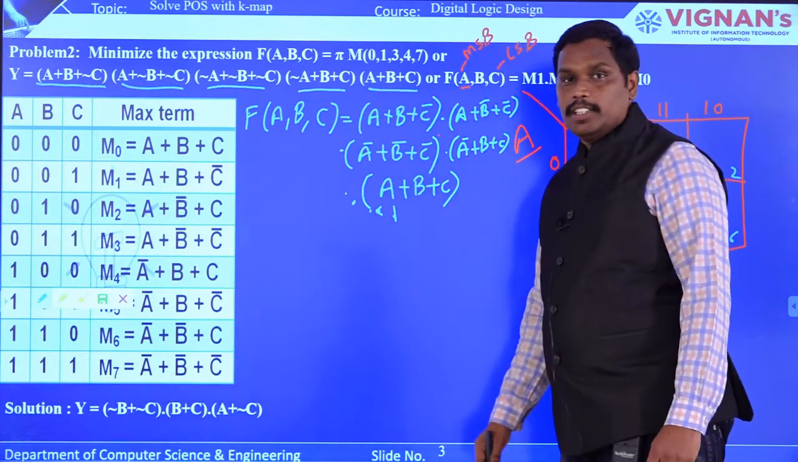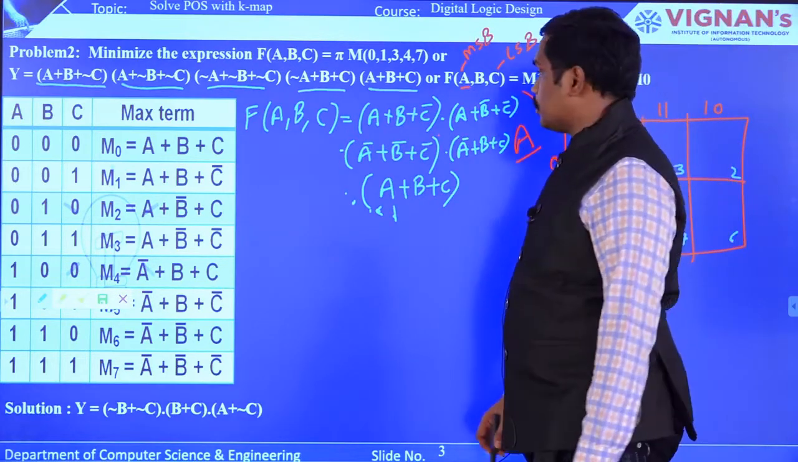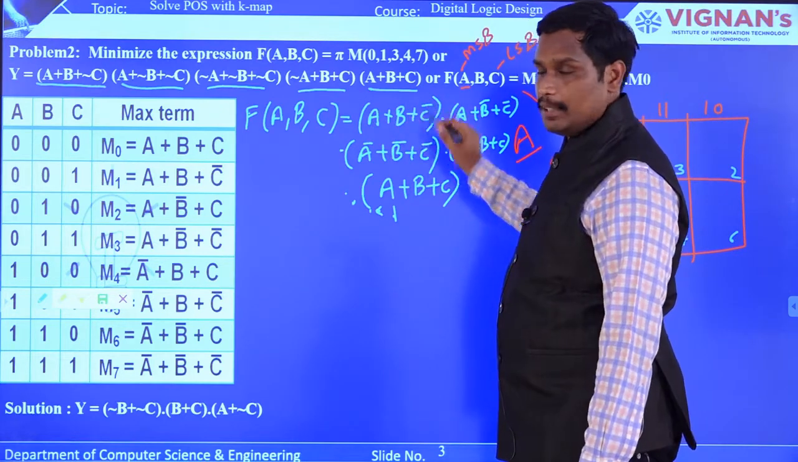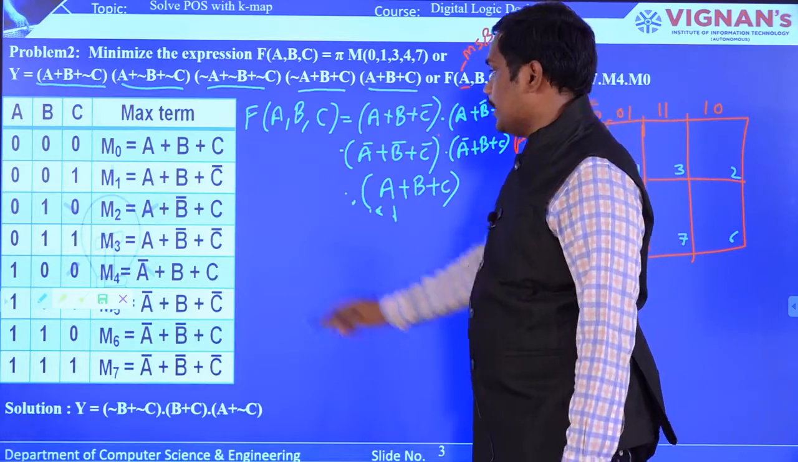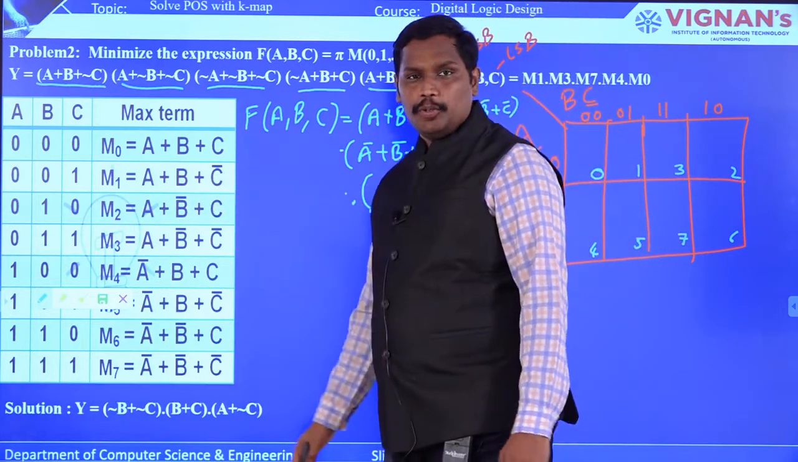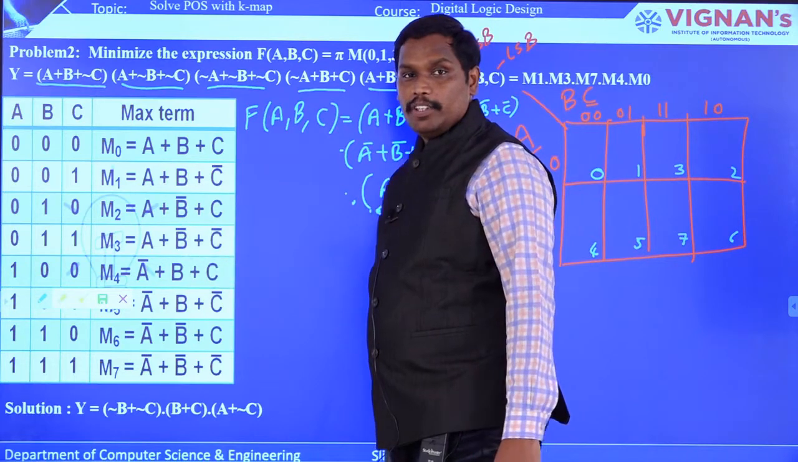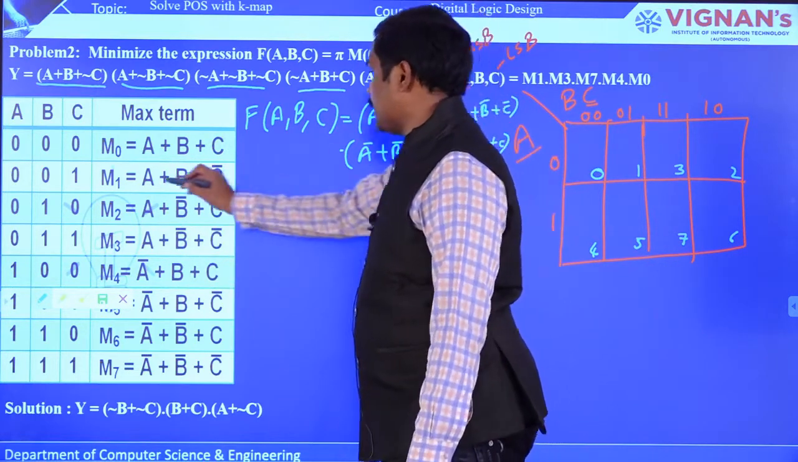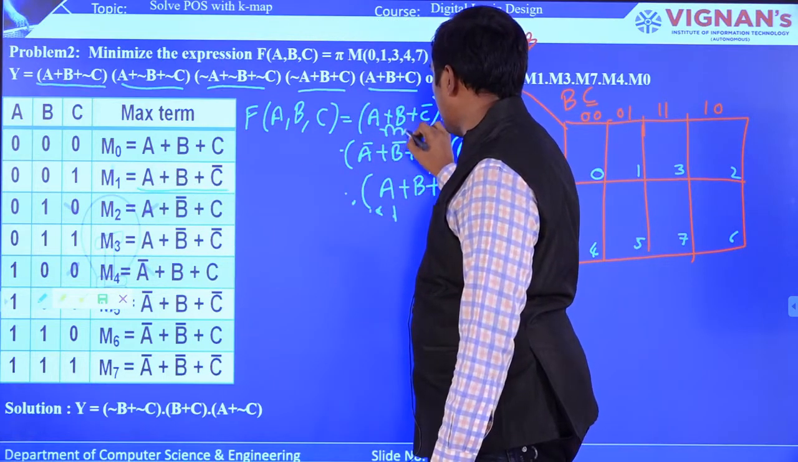Now you can see these particular max terms, we can position them, right? So how to position them? That is A plus B plus C bar. So where you can find that A plus B plus C bar? As you know how to construct a truth table for POS form, that is using max terms. Okay. So this particular term is M1. So this one will be capital M1.